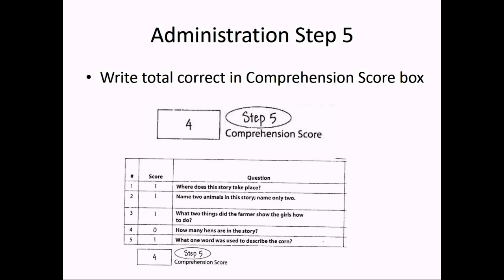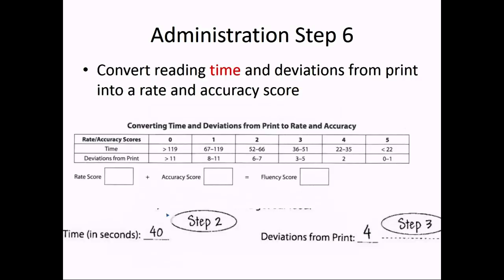And then you go to the bottom and you mark the total comprehension score. All right, now these need to be converted into the time scores and the deviation from print scores, okay?